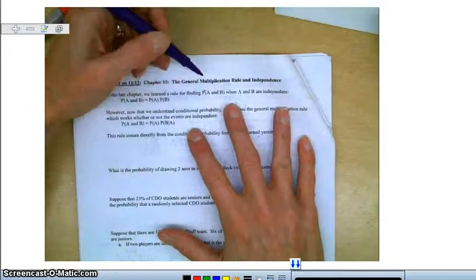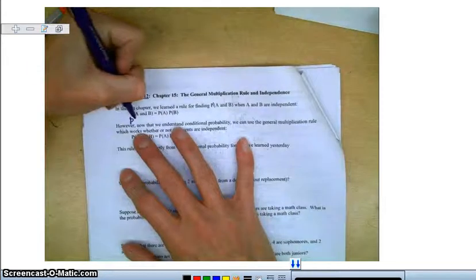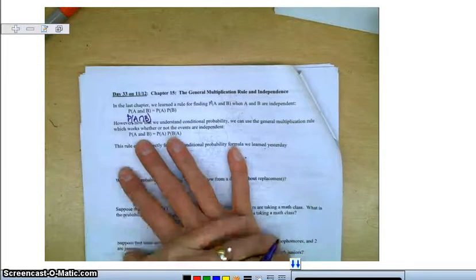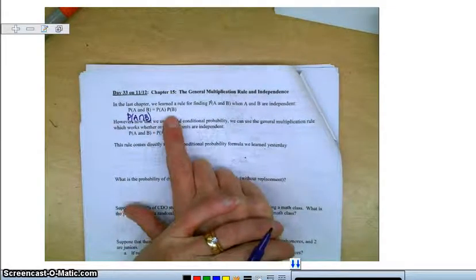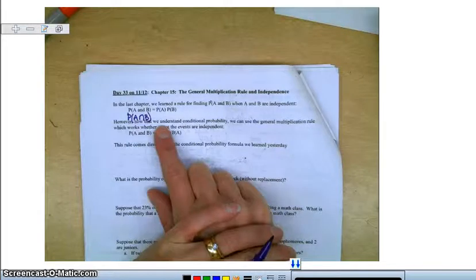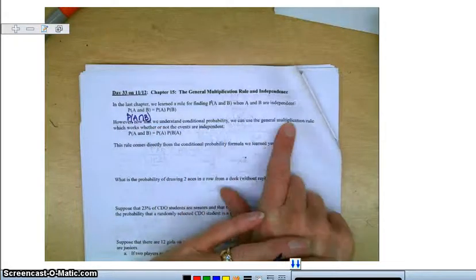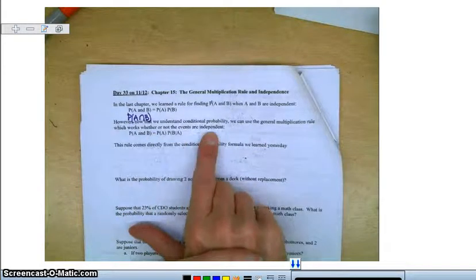when A and B are independent. And that rule was the probability of A and B, and remember the other notation, the probability of A intersect B, that's the same as A and B, is equal to the probability of A times the probability of B. However, now that we understand a little bit about conditional probability, we can use the general multiplication rule, which works whether or not the events are independent.